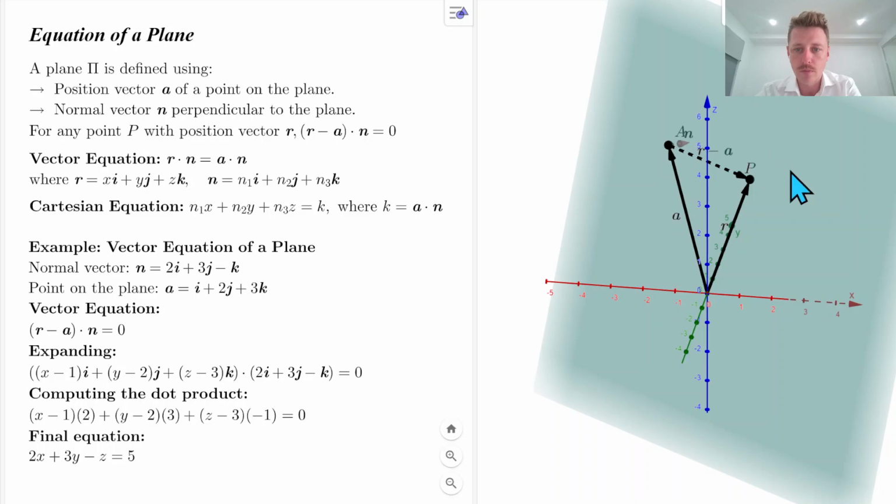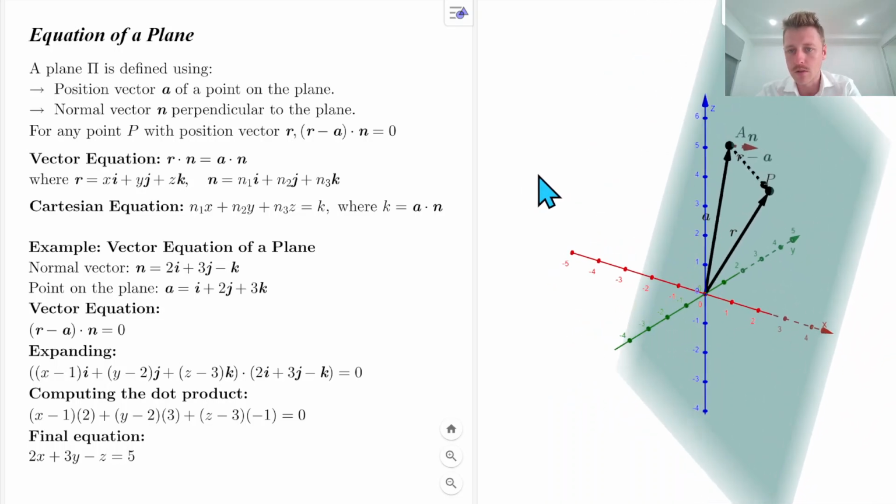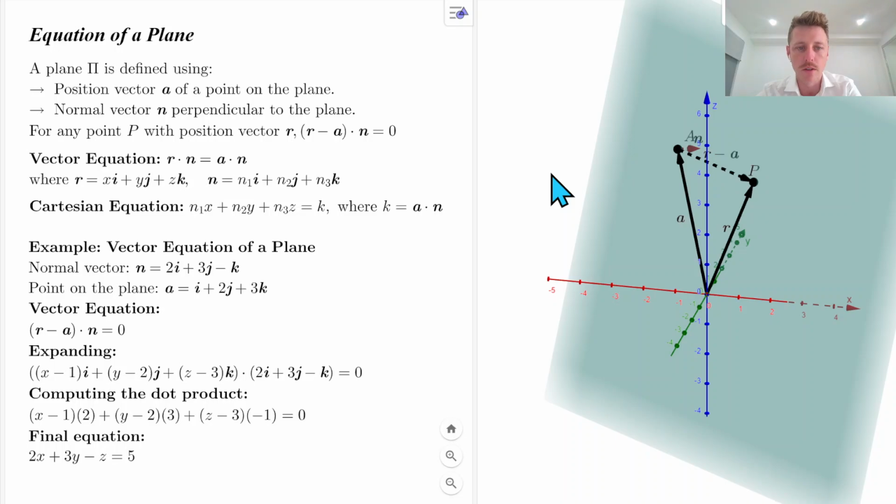So the plane must satisfy this equation: the dot product between r minus a and n is equal to 0, because we know that the dot product between two perpendicular vectors is equal to 0. Okay, we also know that the dot product is distributive. So if we distribute that n in, we get r dotted with n minus a dotted with n. Bring the a dot n to the other side, and you'll see that the vector equation of this entire plane is r dot n equals a dot n.